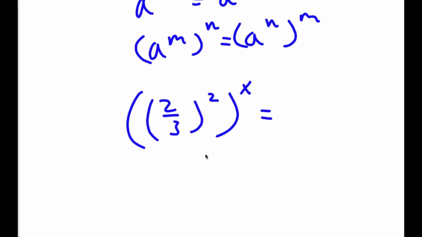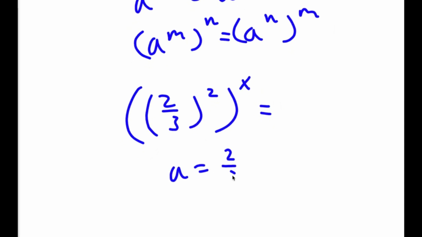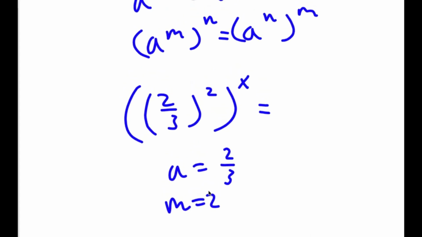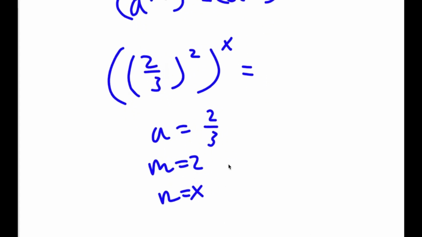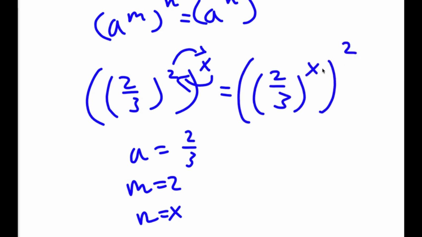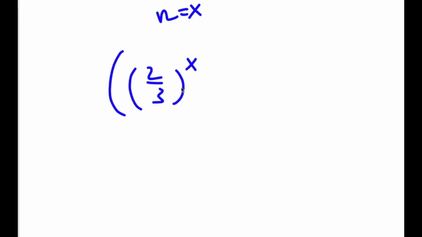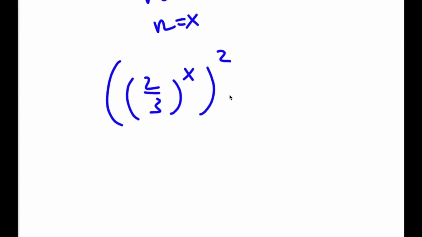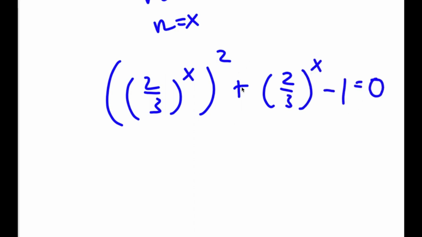And I can think of a as 2/3, m as 2, and n as x. So now I can switch the places of these two. So this will get me to 2 over 3 to the power of x squared. So now going back to the original equation, I have 2 over 3 to the power of x squared plus 2 over 3 to the power of x minus 1 is equal to 0.